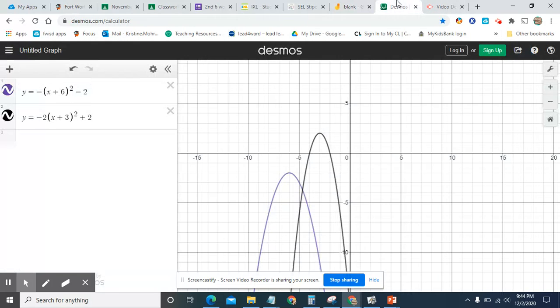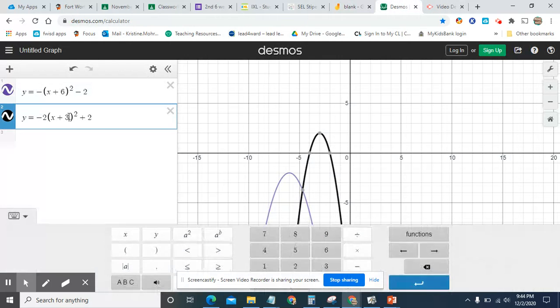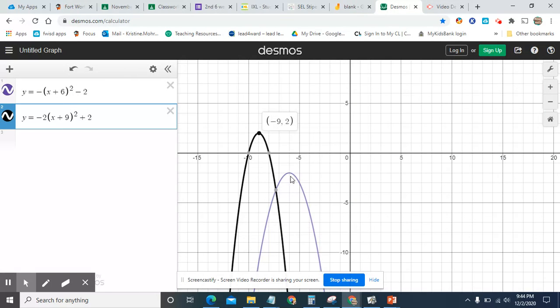So if we change that on our calculator where we were checking, instead of saying plus 3, I'll say plus 9. And you can see, okay, now from the purple to the black, it did move over 3 and then up 4 spaces. So from here, 1, 2, 3 spaces, and then up 1, 2, 3, 4 spaces. Or you can look, negative 6 to negative 9 is 3, and then negative 2 to positive 2 is 4. All right, so that was that one.